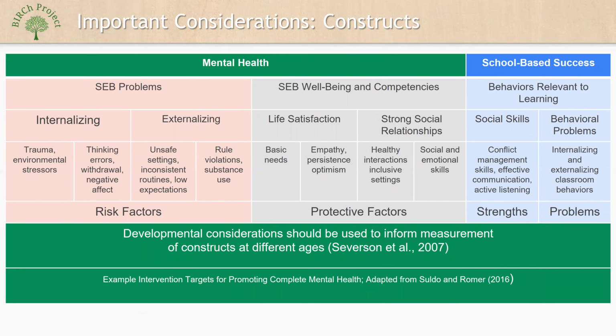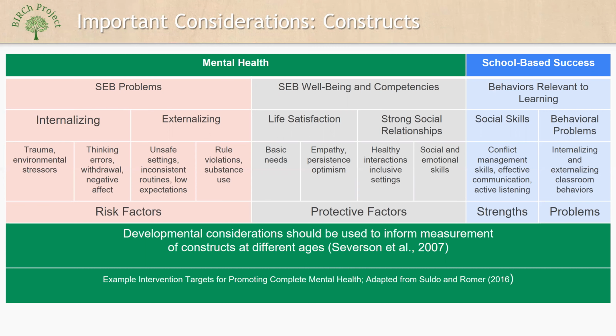With regard to the constructs assessed specifically, there are a wide range of skills and behaviors that can be assessed through SEB screening. Some screening tools focus on problems that interfere with learning, like internalizing and externalizing problems. Others focus on strengths or social-emotional competence, things like empathy, self-awareness, social relationship skills. So these may be protective factors which buffer against problems happening down the road.